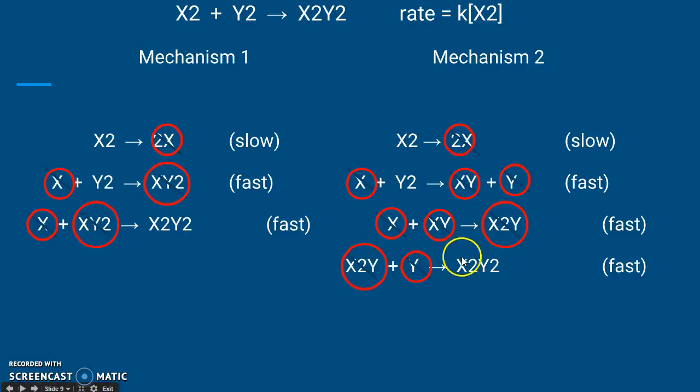Here we see that on mechanism 2 as well. And for the slow step, the reactant is X2, and the rate of these reactions equals k times the concentration of the reactant of the slow step. And on both that is consistent.